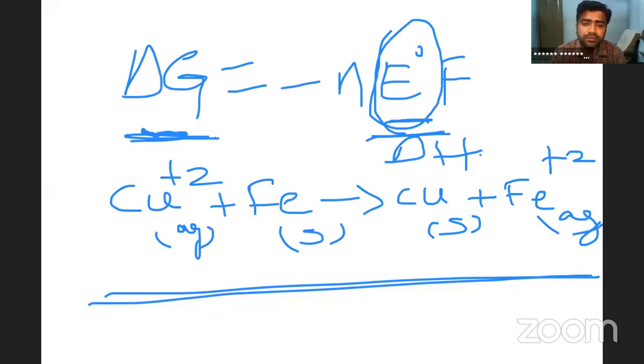Iron is more reactive than your copper. So this is how we can understand it. The same principle applies to the next topic, the extraction of aluminium. The most important part of this chapter is the extraction of aluminium, the Hall-Héroult process for the extraction of aluminium.